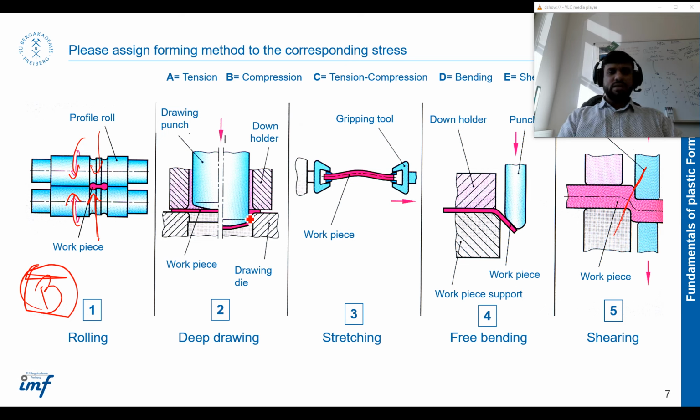But in this case, most of the students answered C, tension compression, which is correct in a normal deep drawing process. Some students answered B, pure compression. I don't see why, but some students said bending. Okay, interesting. There is a lot going on here.